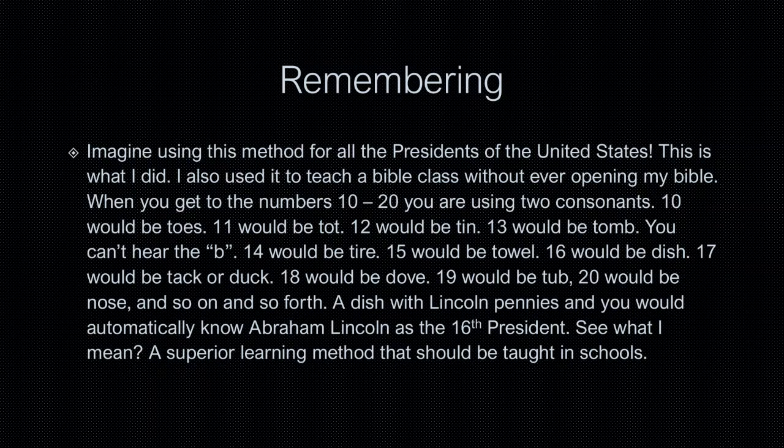When you get to the numbers 10 to 20, you're using two consonants. 10 would be toes. 11 would be tot. 12 would be tin, like a tin can. 13 would be tomb. You can't hear the B. 14 would be tire. 15 would be towel. 16 would be dish.